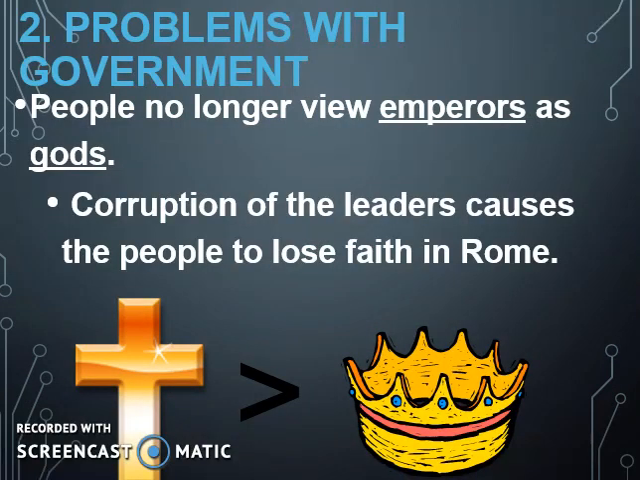Number 2, problems with government. People no longer viewed emperors as gods, as they previously had. Corruption of the leaders causes the people to lose faith in Rome. Religion, which becomes the major religion, Christianity, becomes more important to people than following the word of the emperor.